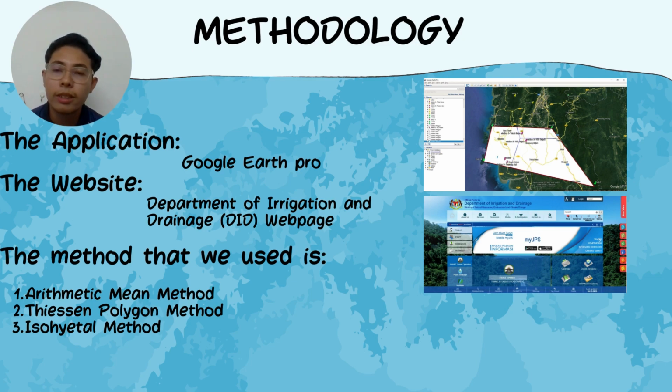Next, the website that we use is the Department of Irrigation and Drainage, the DID webpage. On this website, we need to choose the water level and rainfall station in one state. The state our group chose is Perak. In this project, we use 3 methods, which are the arithmetic mean method, Thiessen polygon method, and isohyetal method.